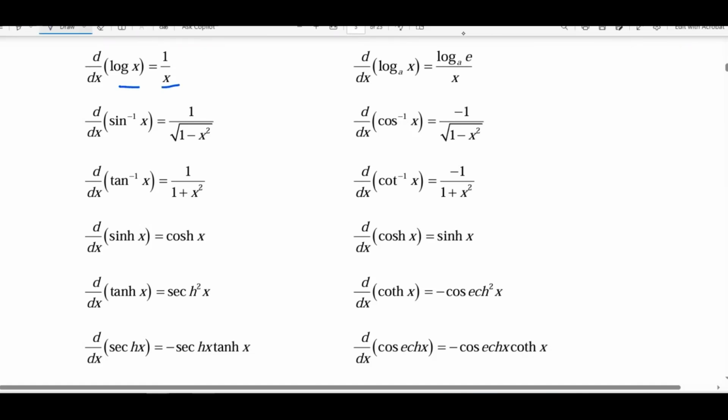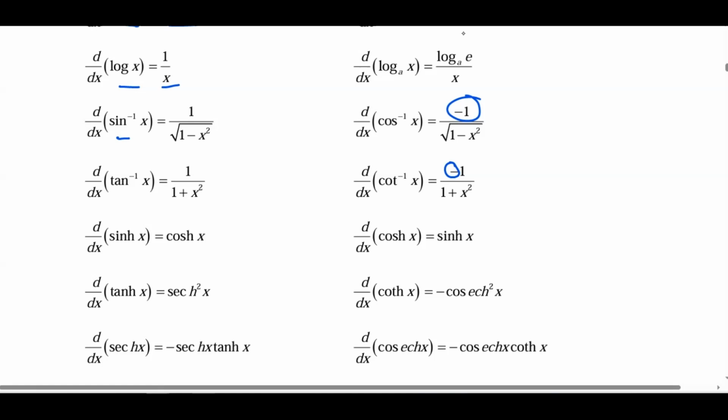Log x will be 1 by x, log a x will be log a e divided by x. Sine inverse of x will be 1 by root of 1 minus x square. Cos inverse of x is the same as sine inverse, only the sign changes, it is minus. Tan inverse of x is 1 by 1 plus x square. Cot inverse of x is the same as tan inverse, only the sign is negative.